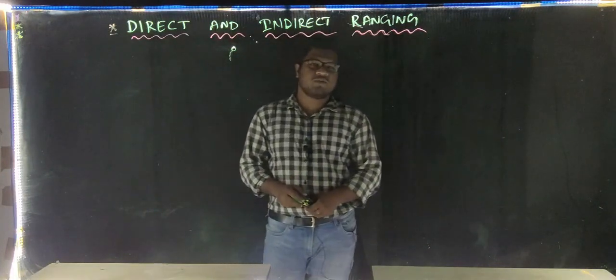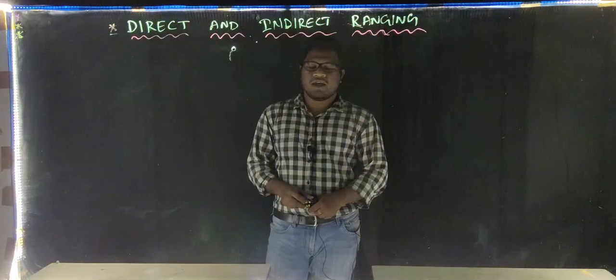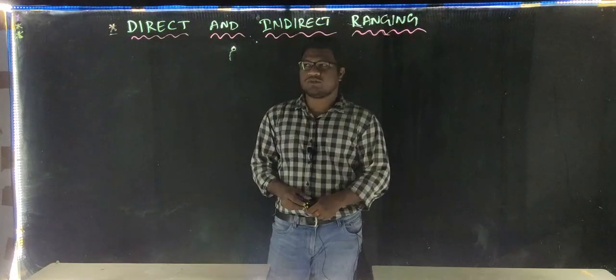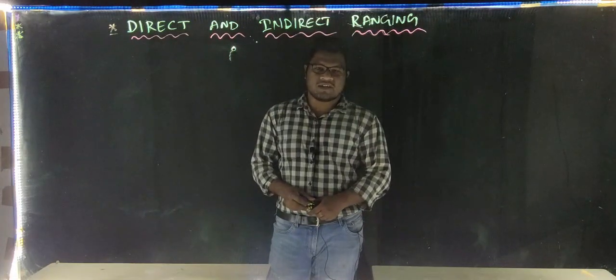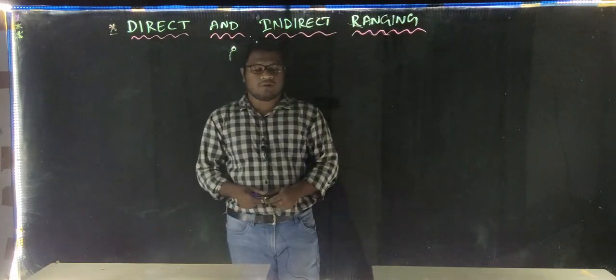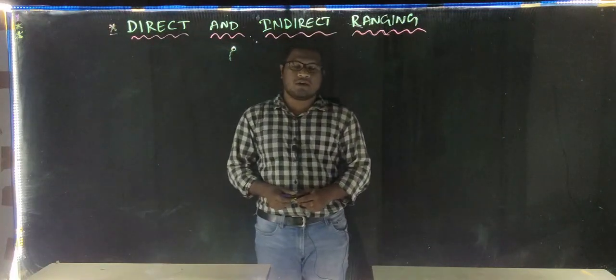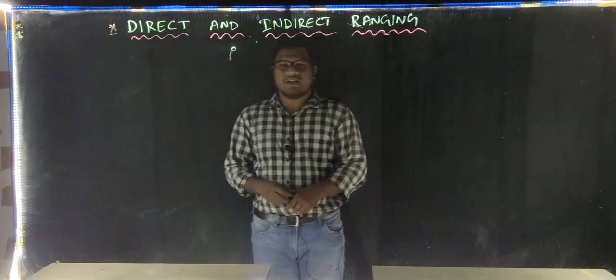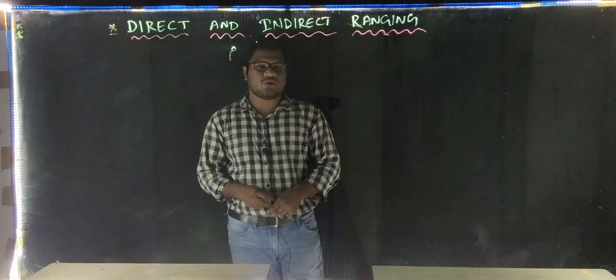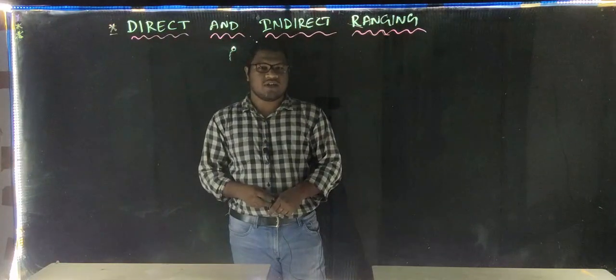In our previous session, we discussed surveying and what instruments are used in surveying. And in this class, we are going to discuss direct and indirect ranging. First, let us learn what we mean by ranging. The process of measuring the distance between two stations is known as ranging.